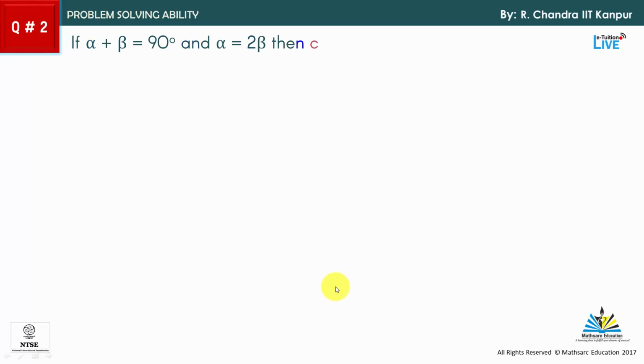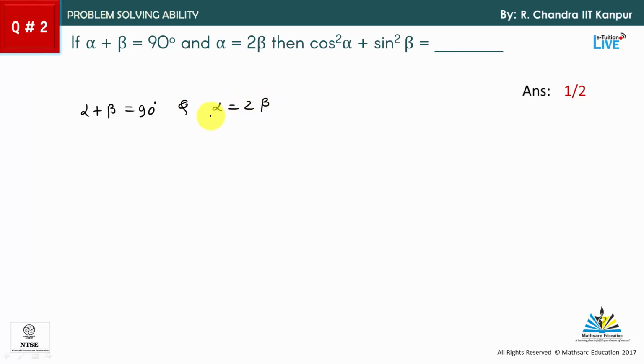Let's solve another problem. If alpha plus beta equal to 90 degree and alpha is equal to 2 beta, then cos square alpha plus sine square beta equals? The answer to this question is half. Since alpha plus beta is equal to 90 degree and alpha is equal to 2 beta, let's put alpha equal to 2 beta here. So 2 beta plus beta is equal to 90 degree.